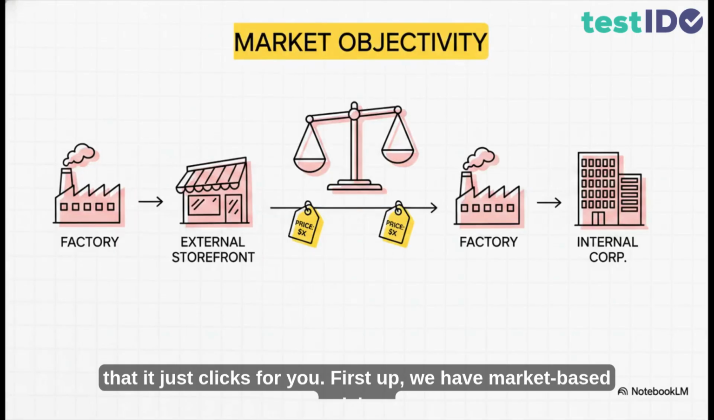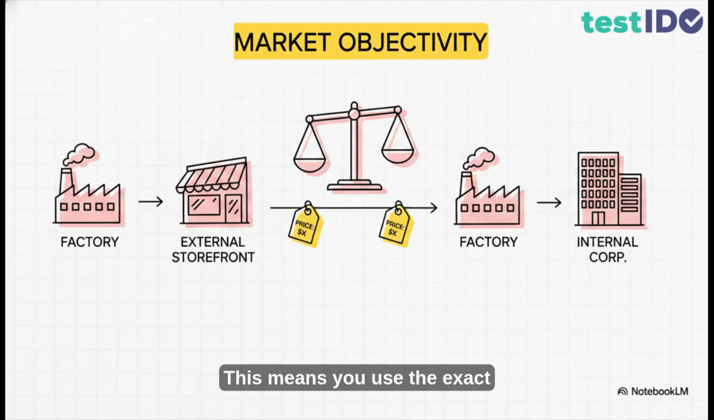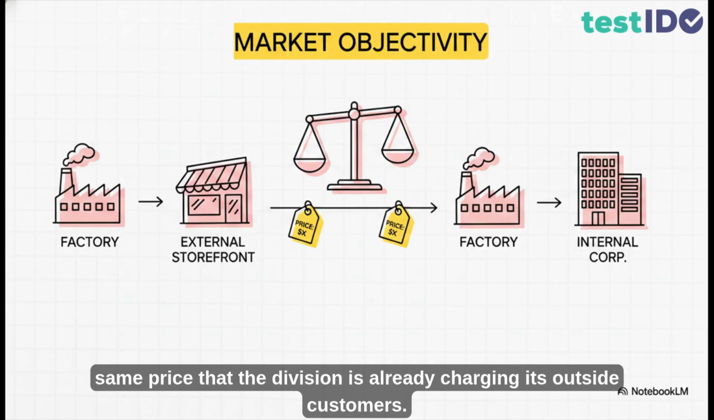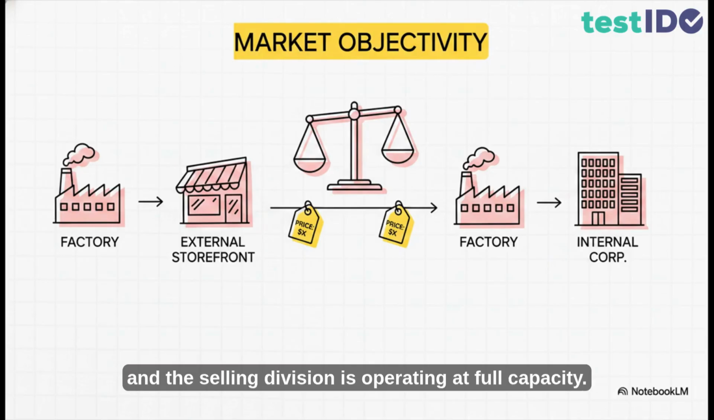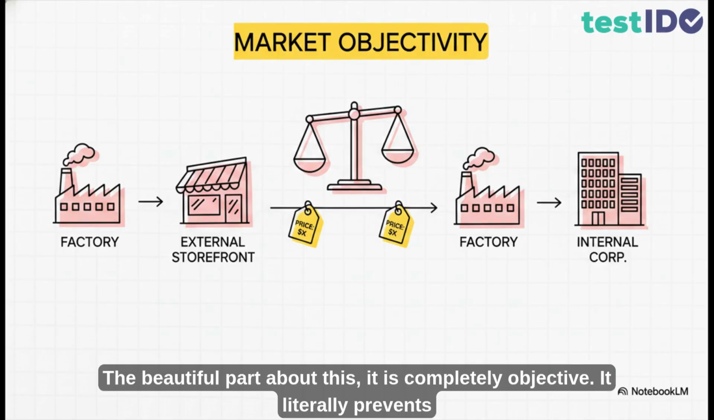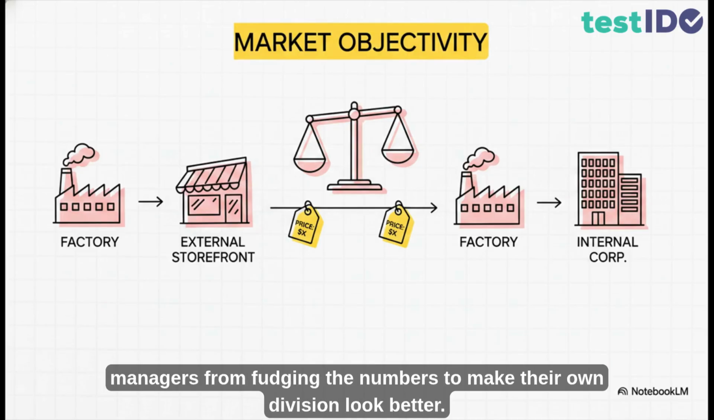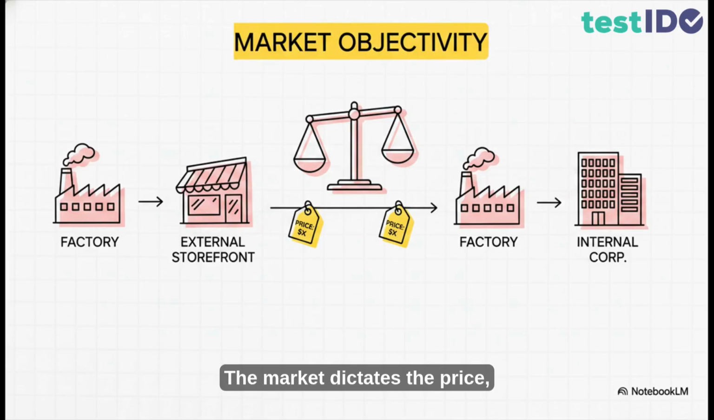First up, we have market-based pricing. This simply means you use the exact same price that the division is already charging its outside customers. You use this specific method when there's a perfectly competitive market and the selling division is operating at full capacity. The beautiful part about this, it is completely objective. It literally prevents managers from fudging the numbers to make their own division look better. The market dictates the price, and that is the end of the story.